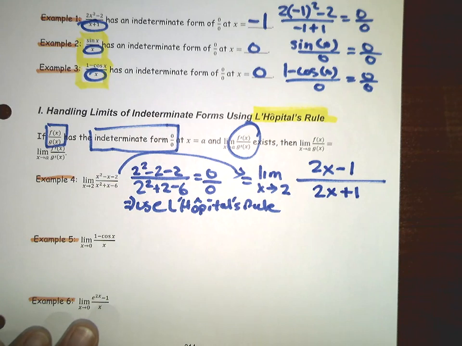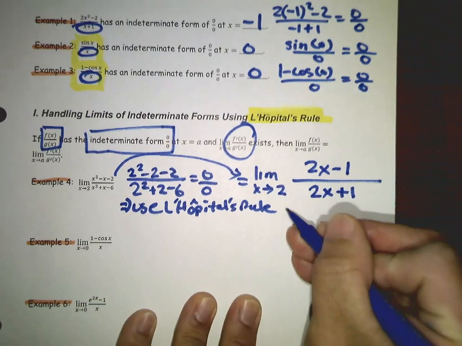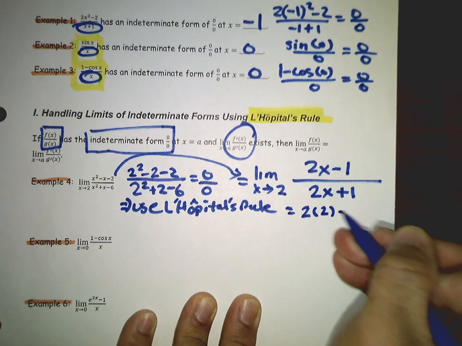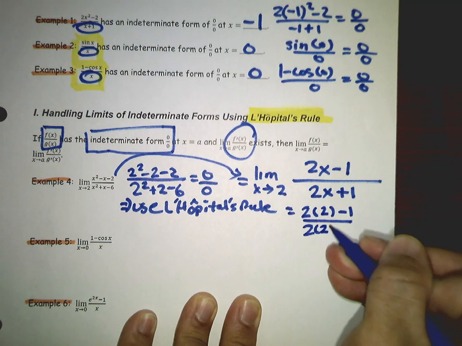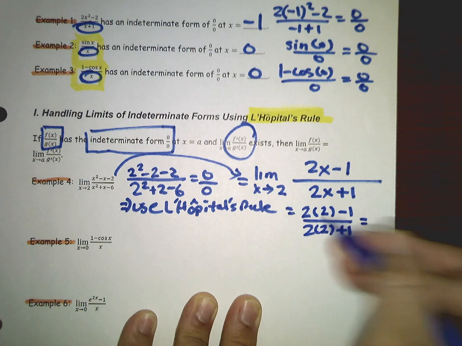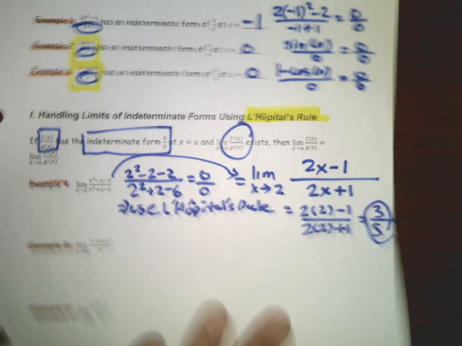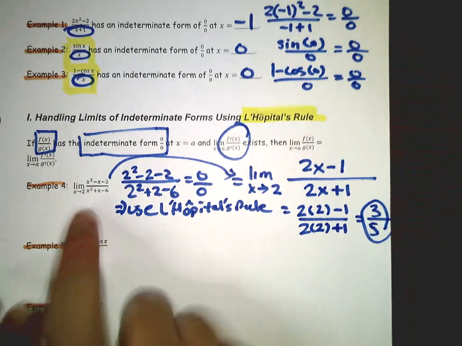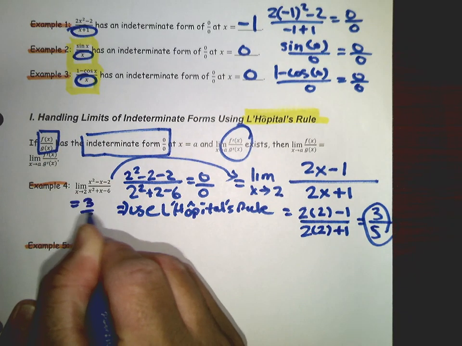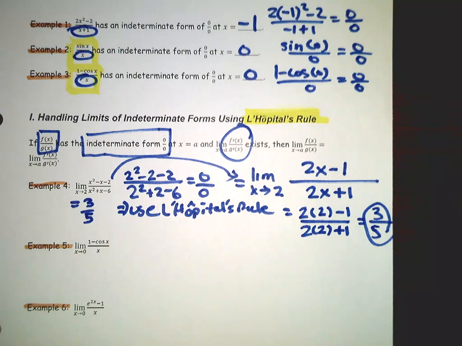And now I just go ahead and substitute in the 2, so I have 2 times 2 minus 1 over 2 times 2 plus 1. So that's 4 minus 1, 3, and 4 plus 1, 5. So this limit is 3/5. All right, so this is equal to 3/5. That's all that we are doing here, is finding these limits.